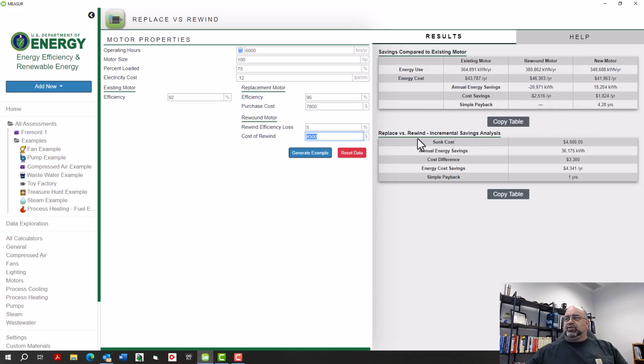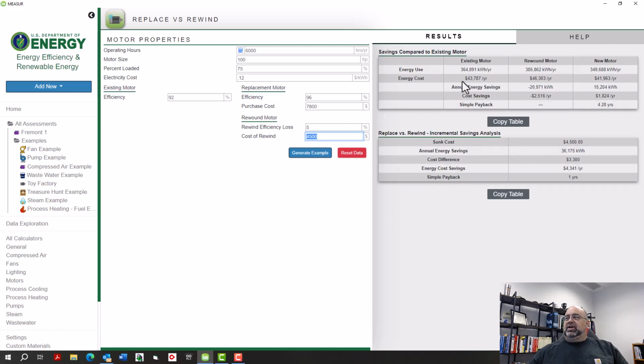Here is where they start taking a look at the incremental savings. Sunk cost, $4,500. Annual energy savings, this. Cost difference is this. Energy cost savings is this. Simple payback is now a year. So I would say replacement makes a lot of sense.